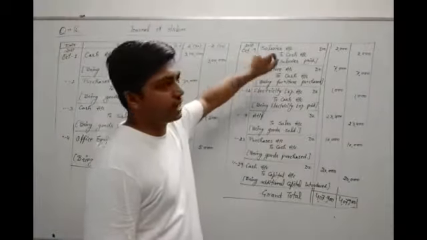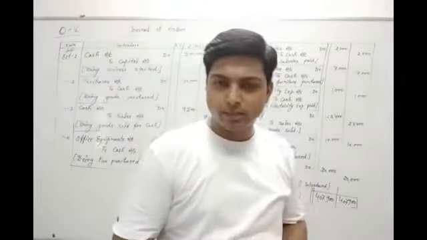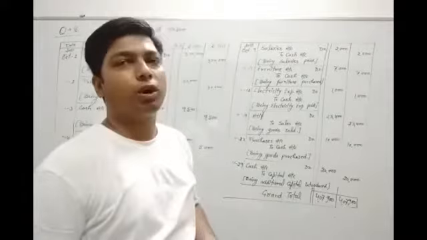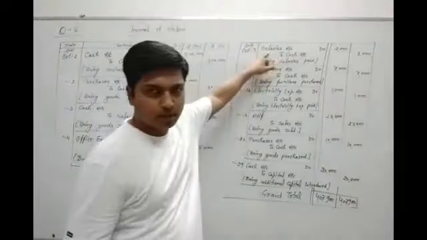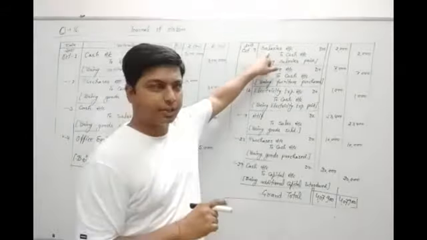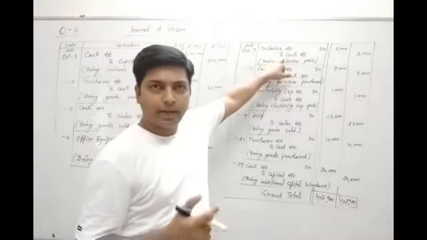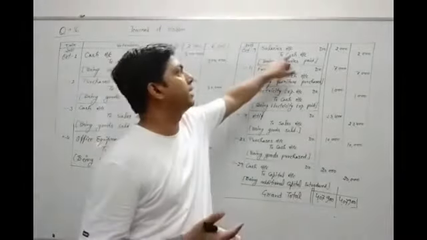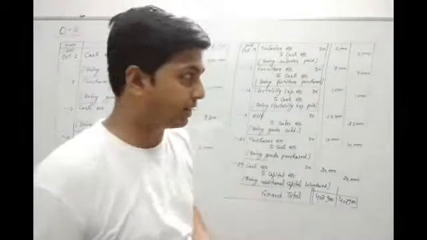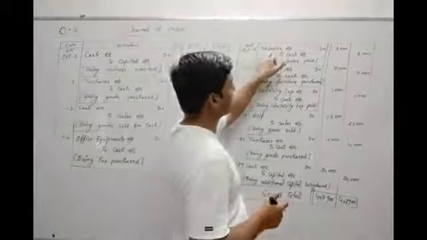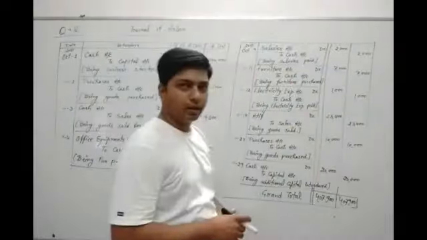Salary paid means an expense, and according to the nominal account rule, debit all expenses and losses, credit all incomes and gains. So if the company is paying salary, it is an expense, therefore it would be debited. So salaries account debit to cash account, because if we are doing any expense, definitely the cash will go out. So again the cash is credited because it is going out. Amount 2000 in debit and 2000 in credit.